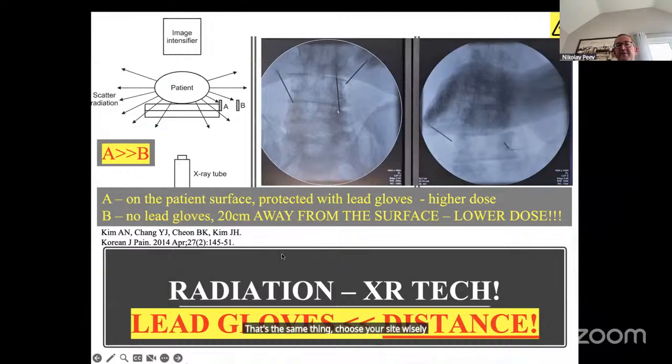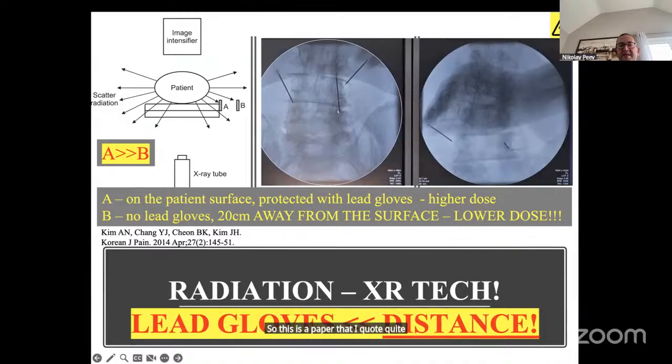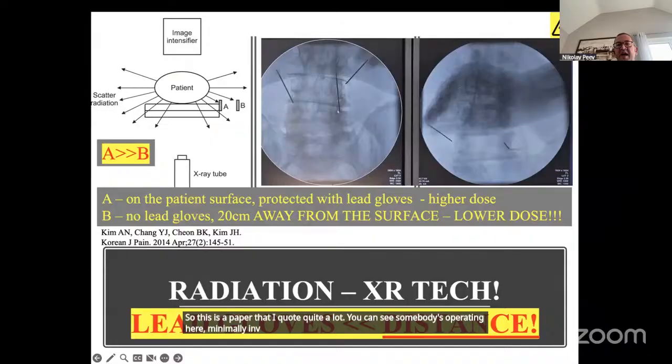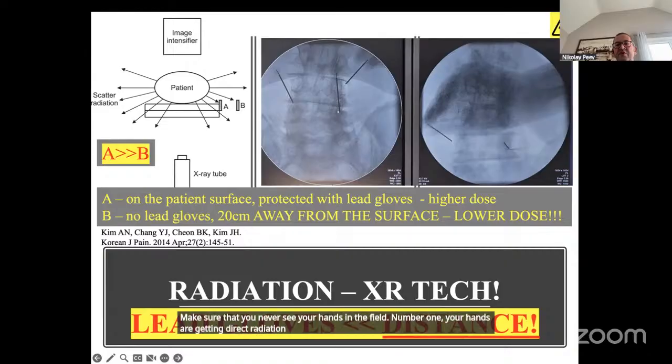And there is interesting research that comes from Korea. As you know, Koreans are big in minimally invasive and endoscopic techniques. So this is a paper that I quote quite a lot. You can see somebody is operating here with a minimally invasive technique. This is the worst situation. Make sure that you never see your hands in the field. Number one, your hands are getting direct radiation. Number two, that means you're too close.